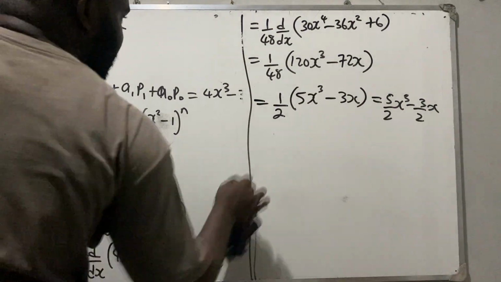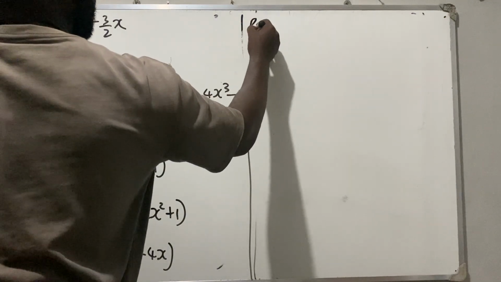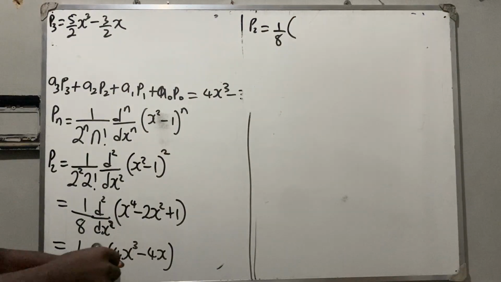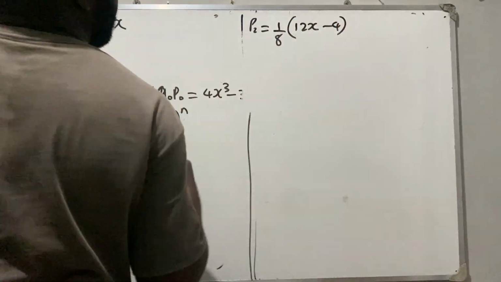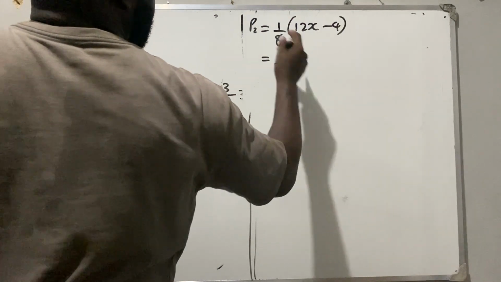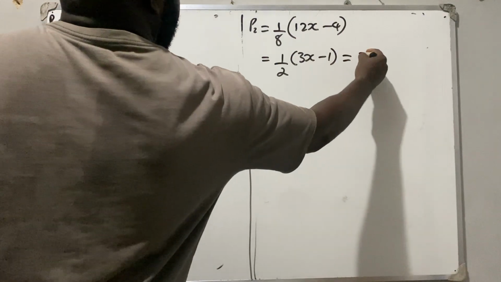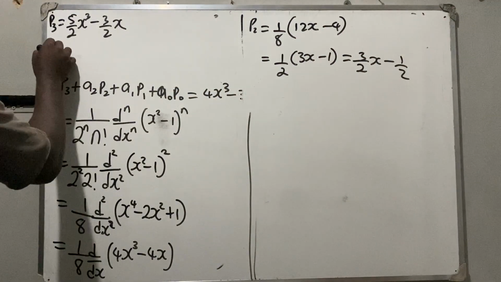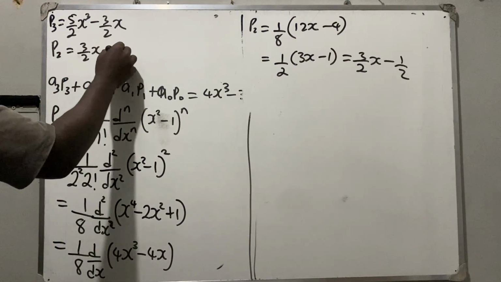So the last derivative here, that is the second one. So my P2 finally becomes 1 over 8 into 12x minus 4. Okay? So 4 can go. So I'll have 1 over 2 into 4 here, 3x minus 1. So if I open it, it's going to be 3 over 2 x minus 1 over 2. So my P2 is equal to 3 over 2 x minus 1 over 2.